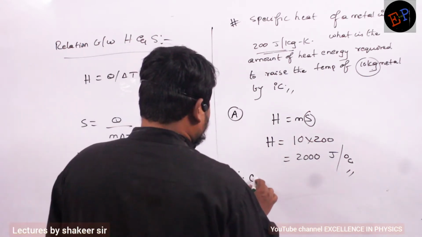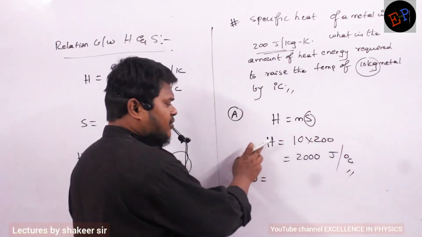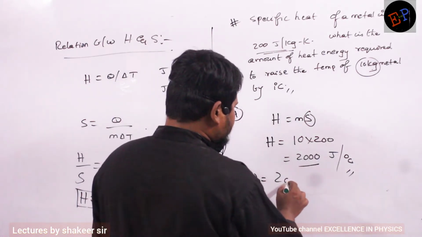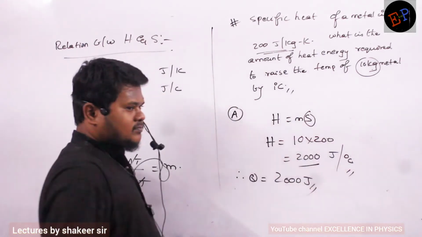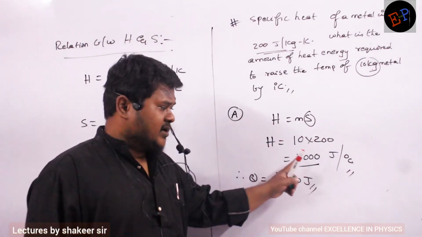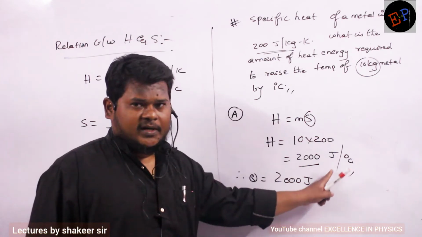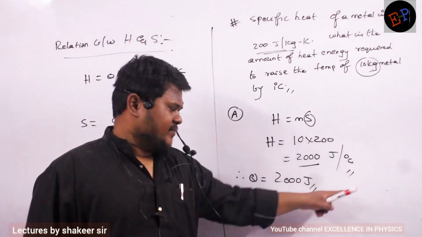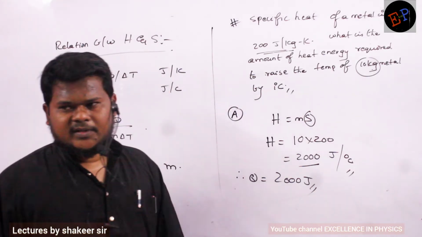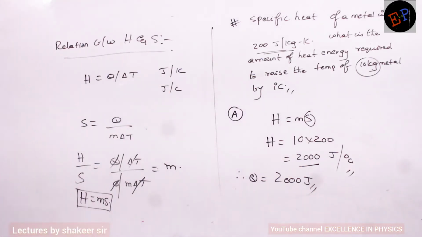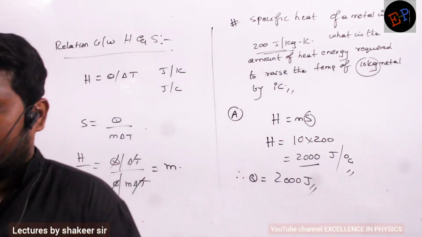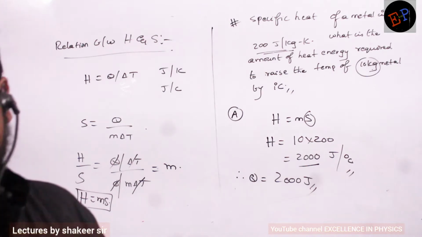Therefore, what is the total energy I have to supply? Now I have calculated only H. Q I have not calculated. Q is nothing but 2000. So heat capacity means heat energy per degree rise in temperature. Therefore, the total heat energy I have to supply is 2000 joules. If I supply this much energy, then I can raise the temperature of 10 kg metal by 1 degree Celsius.